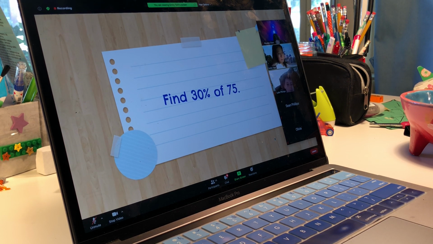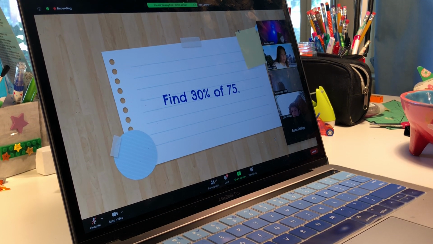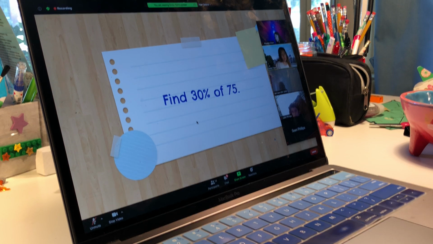What did you all get? 22.5. Anyone else? Great, yeah. 22.5. Awesome. So you can turn the 30% into a fraction and multiply across. You could also turn this, we didn't learn this, but you could also turn this into a decimal. 30% in decimal form is 0.3. And then you can multiply 75 by 0.3. So many different ways to do this. But yeah, 22.5, that's what I got too.